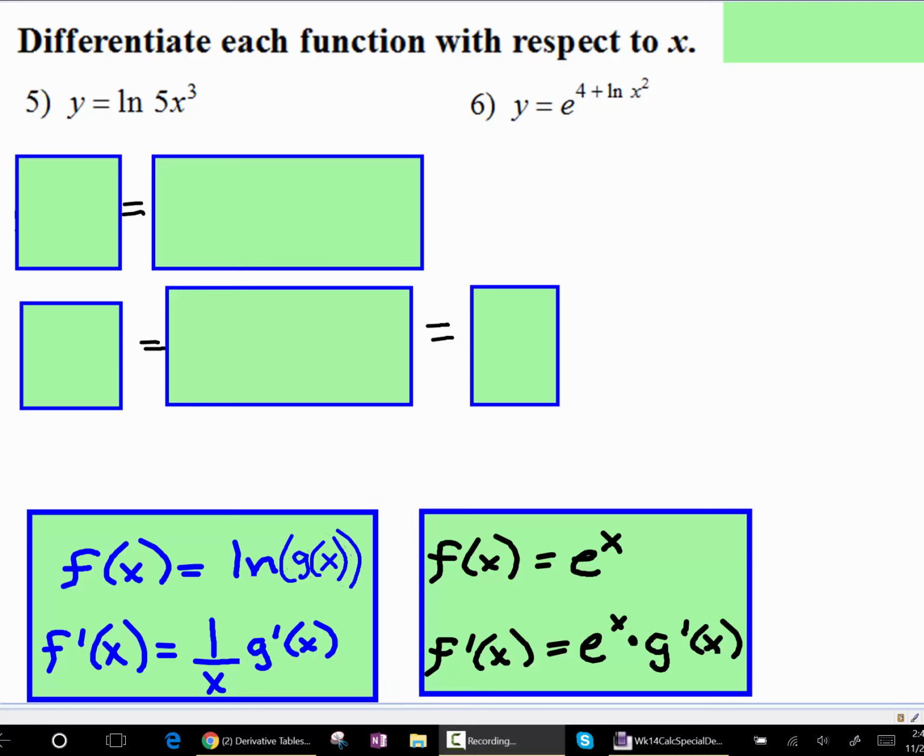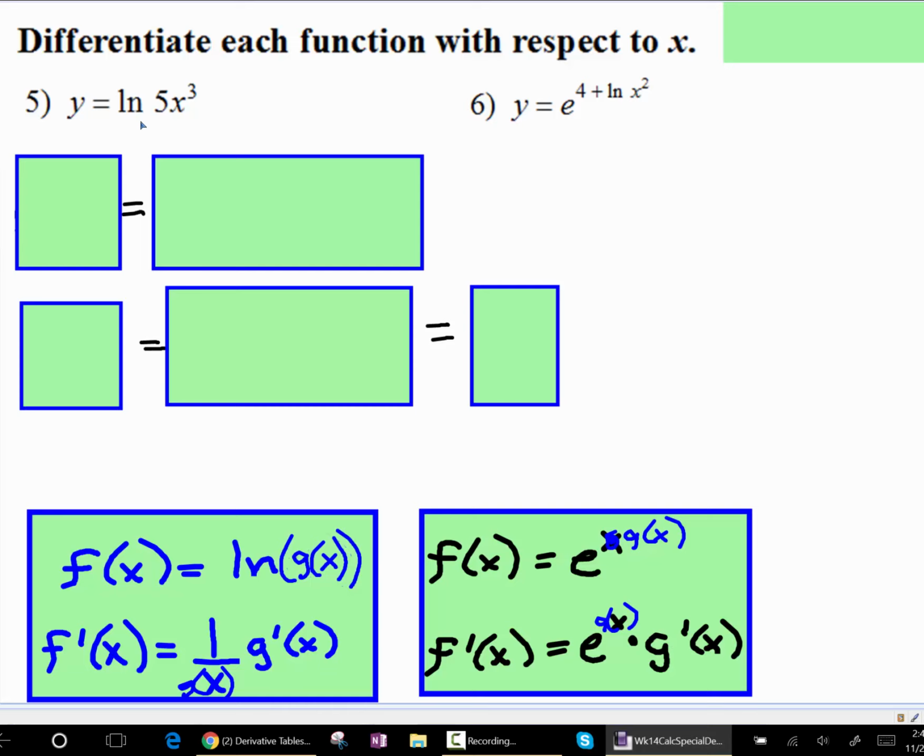Okay, now we're going to practice differentiating each function, log functions and exponential functions with respect to x. So remember the rules. If it's a log or natural log function, it's just 1 over the original function times the derivative of the function. And for an exponential, e to the x, and let's actually call this g of x, it's just e to the g of x times the derivative of g of x. All right, so let's get started.